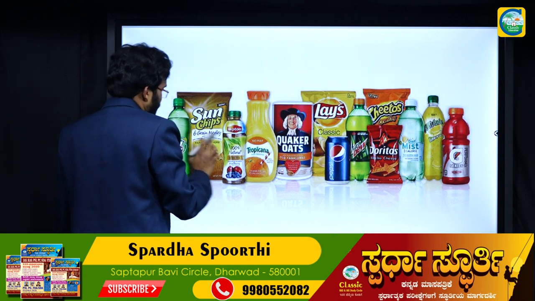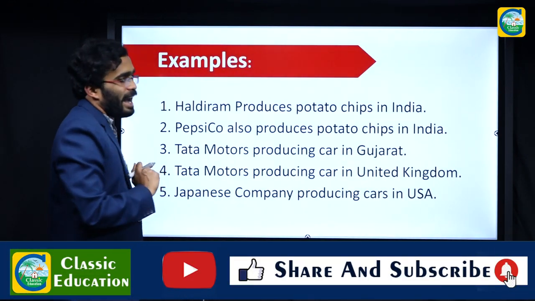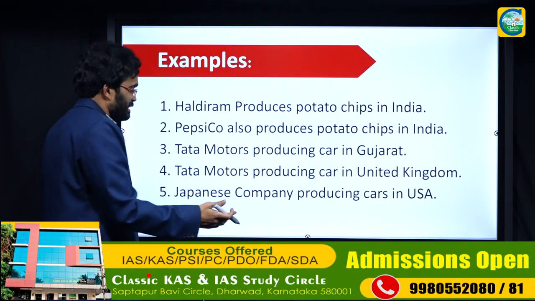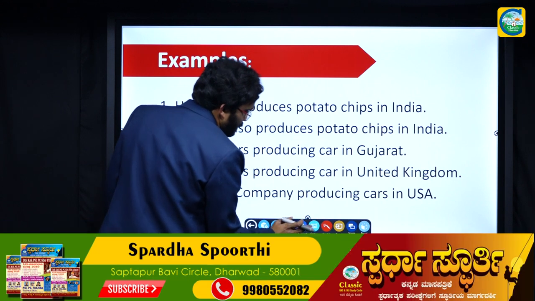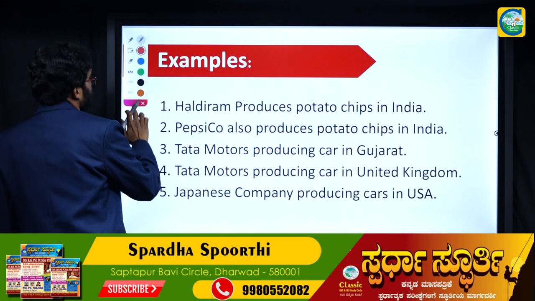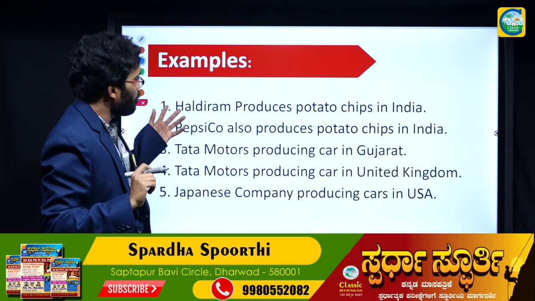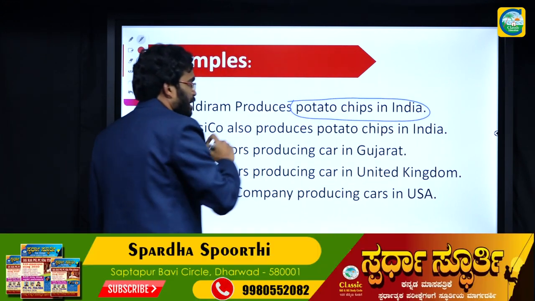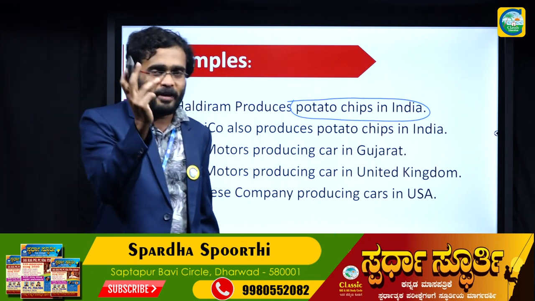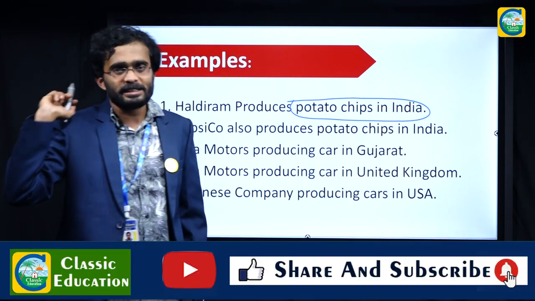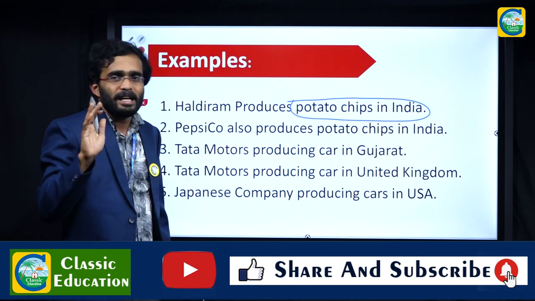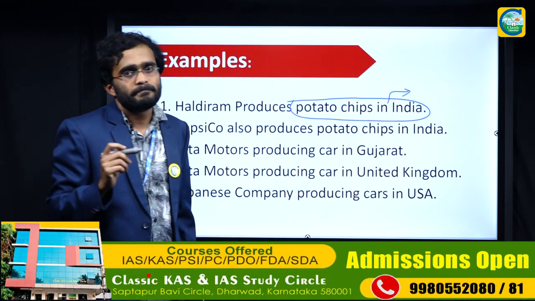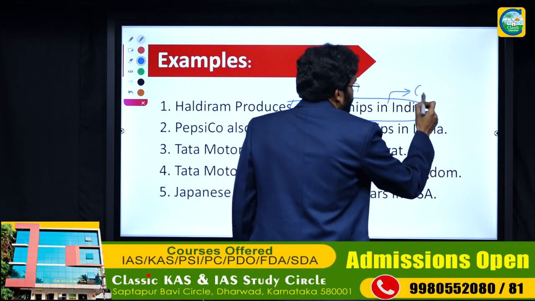We are taking these examples to make learning more interactive and to help you remember things for a longer period of time. Let us take a few more examples. Aldiram produces potato chips in India. Let us say Aldiram's manufacturing unit is in Hubli. Tell me, students, does it come under GDP or GNP? GDP is the answer. This comes under GDP.